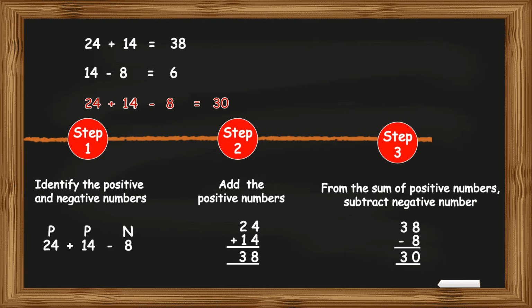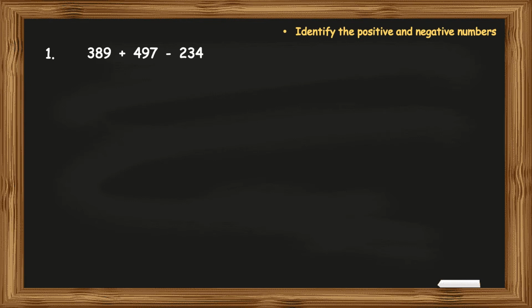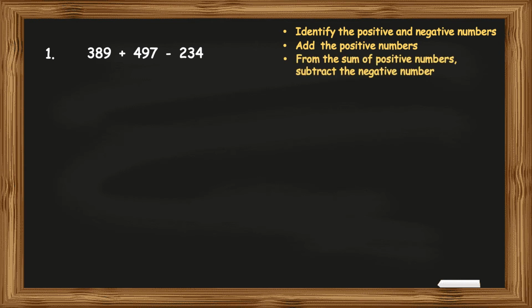Now that you have understood the steps, let's practice with few examples. First sum, 389 plus 497 minus 234. You know the three steps. Step 1, identify the positive and negative numbers. Step 2, add the positive numbers. Step 3, from the sum, subtract the negative number. Let's begin with step 1.